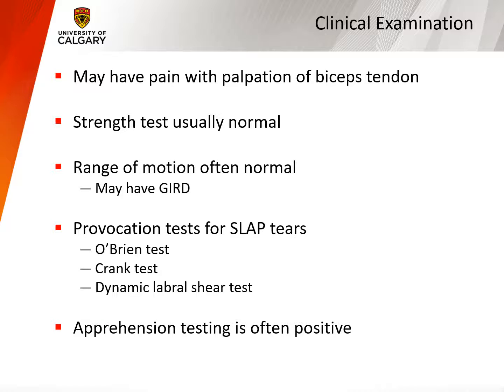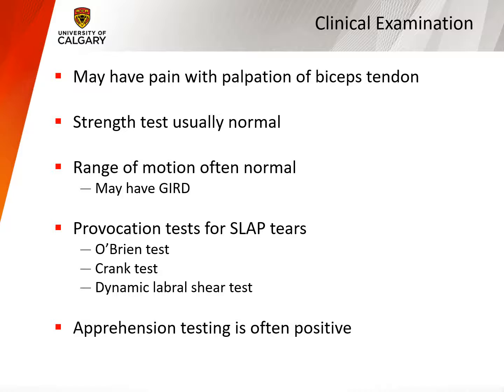During examination, the patient may have pain with palpation of the long head of the biceps tendon. The strength testing is frequently normal, as is range of motion. However, some patients may present with GIRD, and it is therefore important to assess their external to internal rotation arcs.